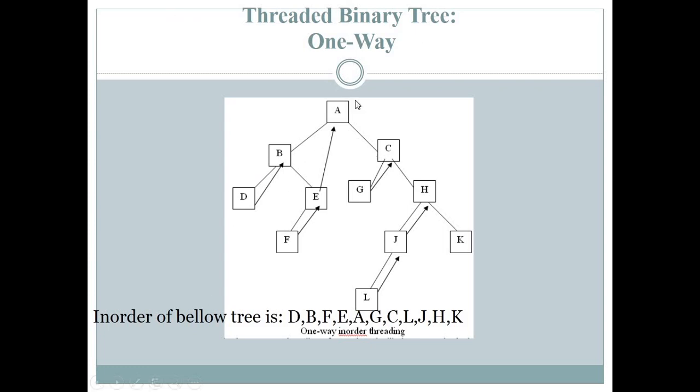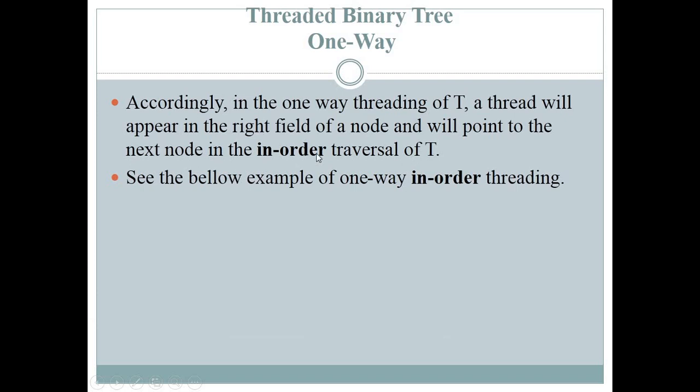So let's make its in order traversal. For that tree, the in order traversal will look like D, B, F, E, A, G, C, L, J, H and K. The definition says that a thread will appear in the right field of a node and will point to the next node in the in order traversal of the tree.